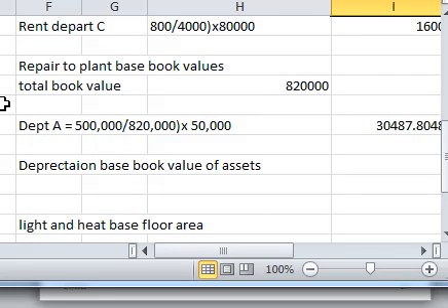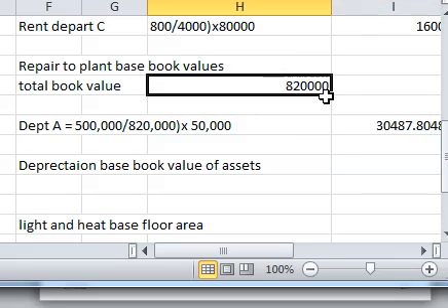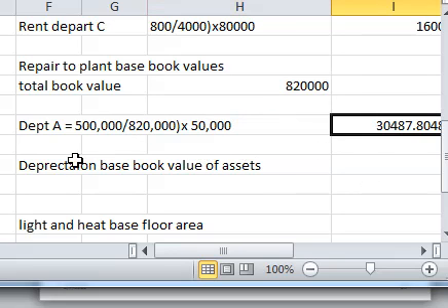So another one is repair to plant. For the repair to plant, you are going to use the book value of plant because you have the book value of plant. So the total book value of plant, if we add the three departments, is this. So the repair for Department A will be the asset in Department A divided by the total asset, then times the repair expense. Then you get this. For Department B, you will do the same. You get the asset in Department B divided by the total asset. Then for Department C would be the same.